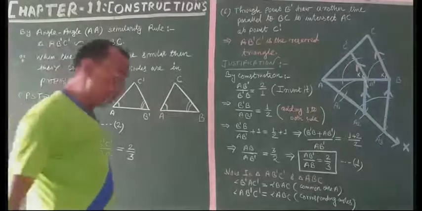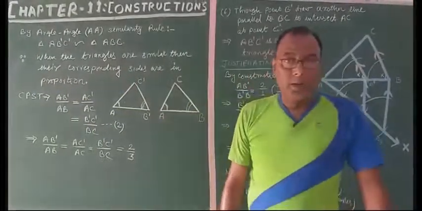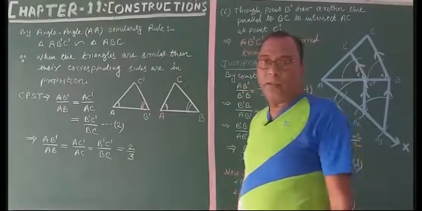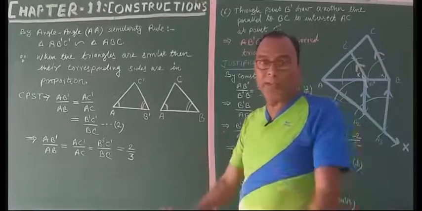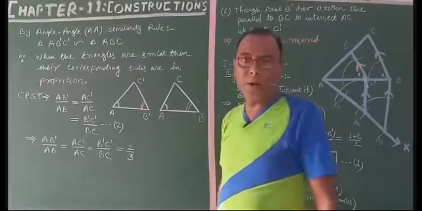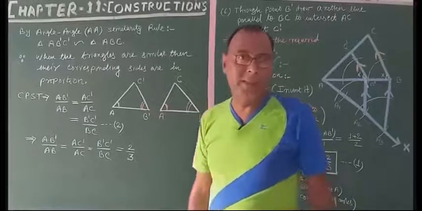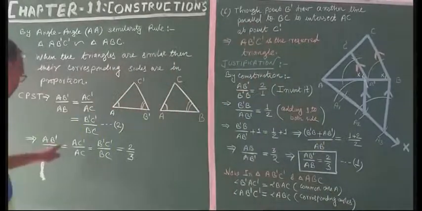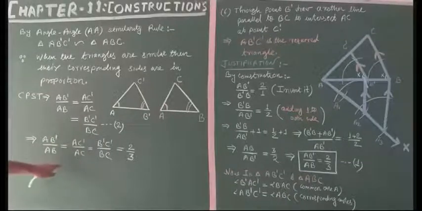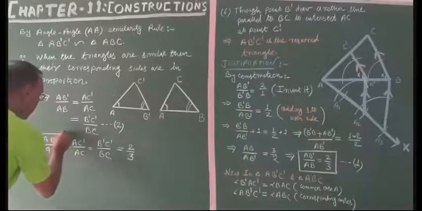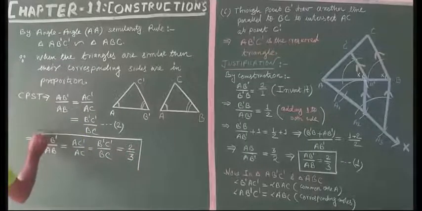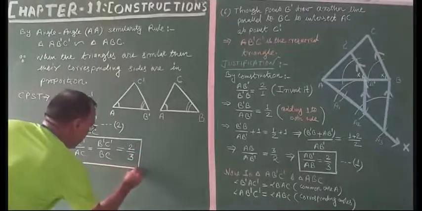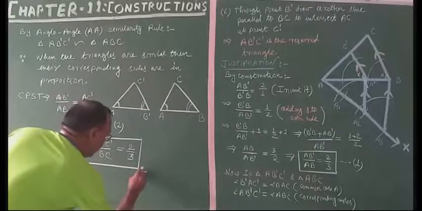So now what was the question? He constructs the triangle similar to the triangle ABC whose sides are 2 upon 3 times of the corresponding sides of the given triangle ABC. So just look here. Just see the ratio of the heights. Is it not 2 upon 3? So in this way, this question is justified.